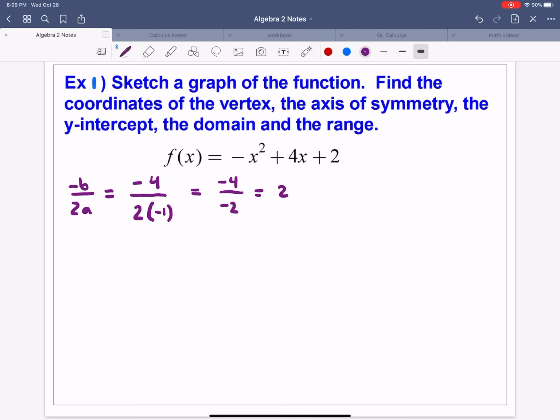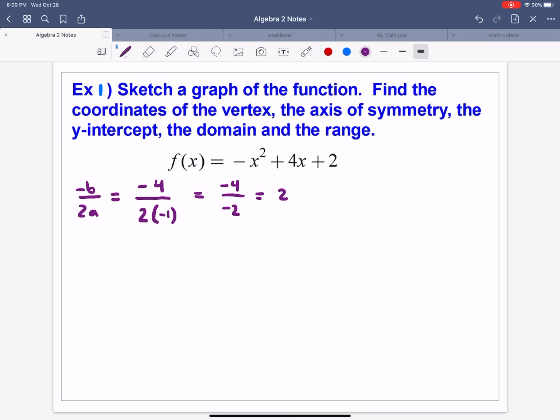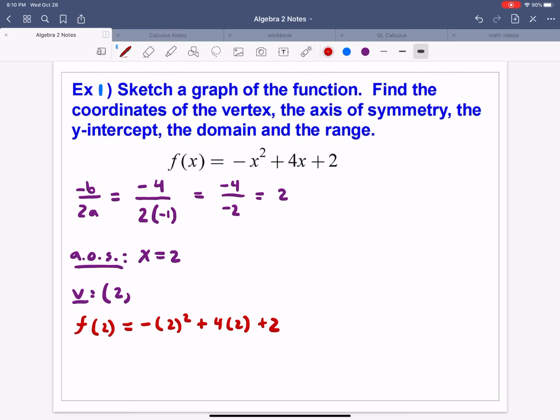Now, that is the x-coordinate of my vertex, and it's also the axis of symmetry. So I'm going to start with the axis of symmetry, which is going to be x equals 2. For my vertex, x equals 2 is going to be the x value. To find the y value, I'm going to find f of 2, which means I'm going to substitute in a 2 for every x that I see, and then simplify.